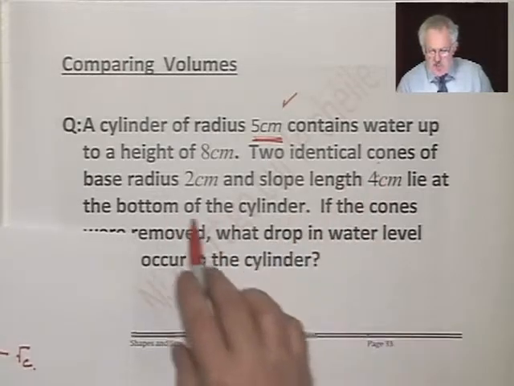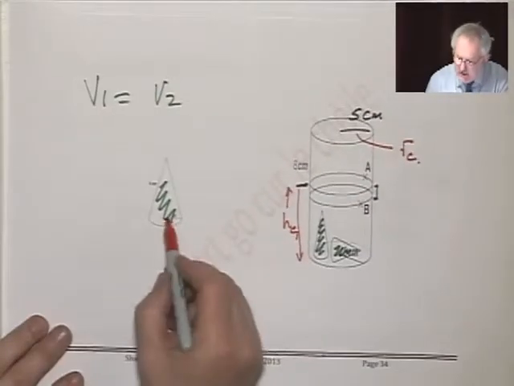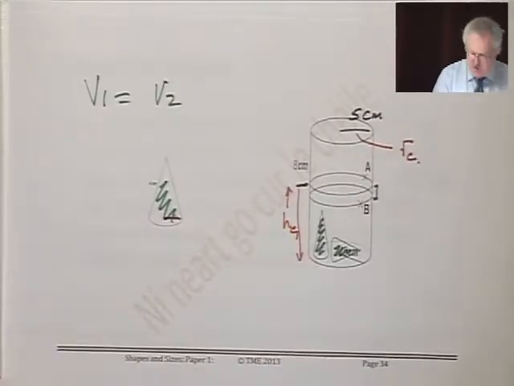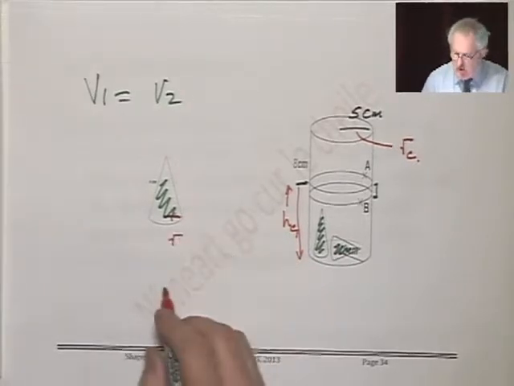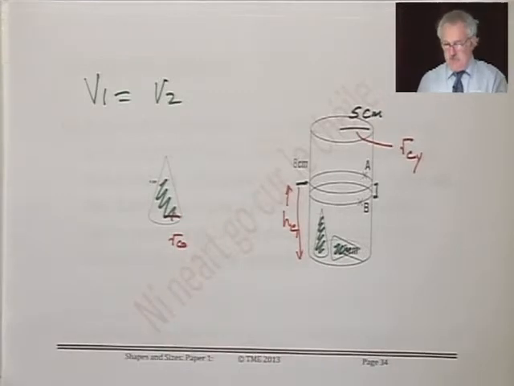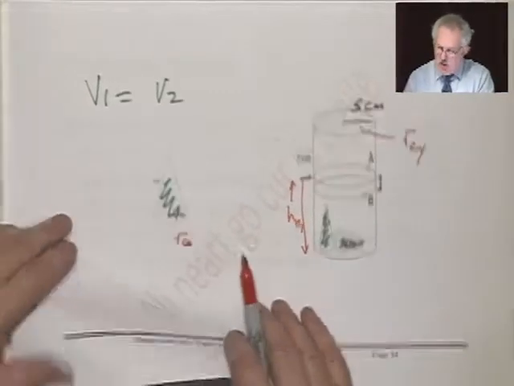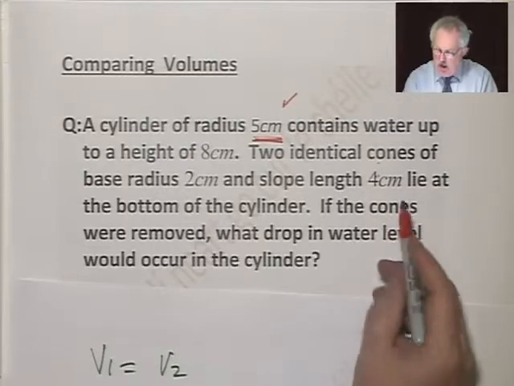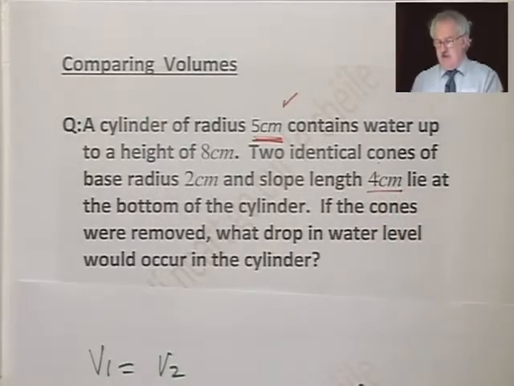The cones are radius 2. Well, they're over here. We better call that CY because we also have CO for cones. So that's the radius of the cone. And the slope length is 4.